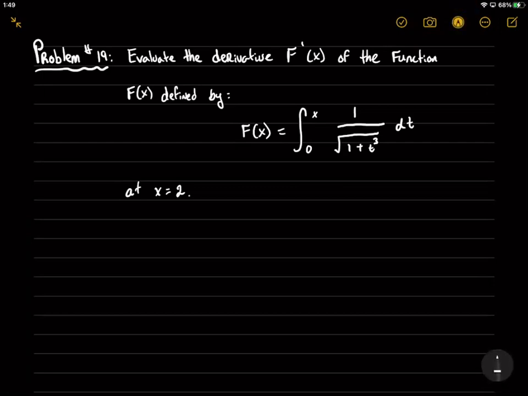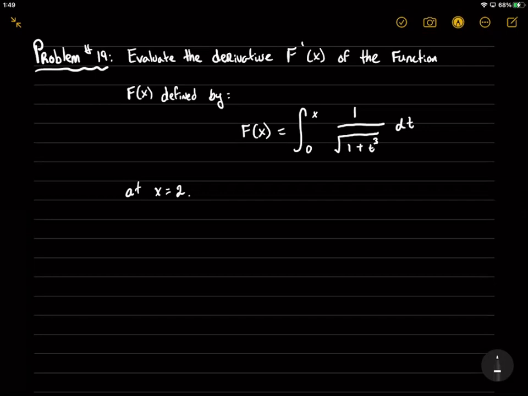All right, so problem number 19 states, evaluate the derivative f prime of x of the function f of x defined by the following integral, right? It's the definite integral from 0 to x of 1 over the square root of 1 plus t to the third dt. So essentially, you want to find f prime of x by using the second fundamental theorem of calculus.